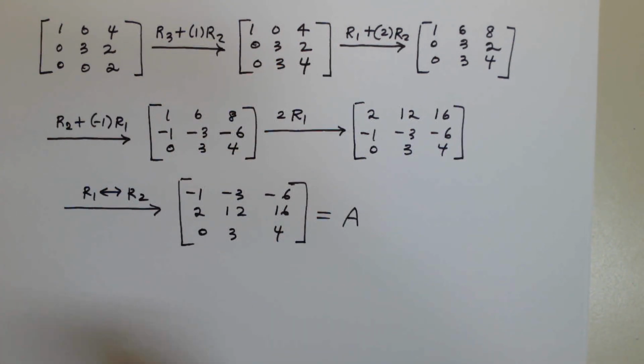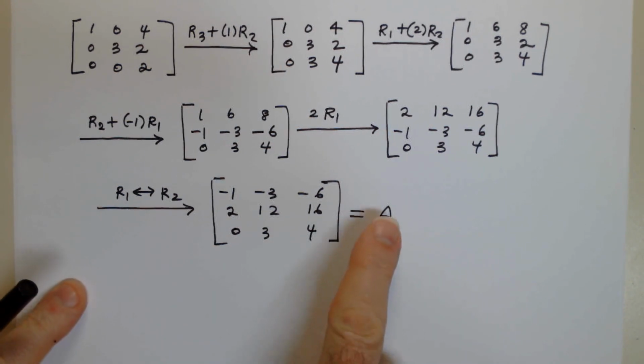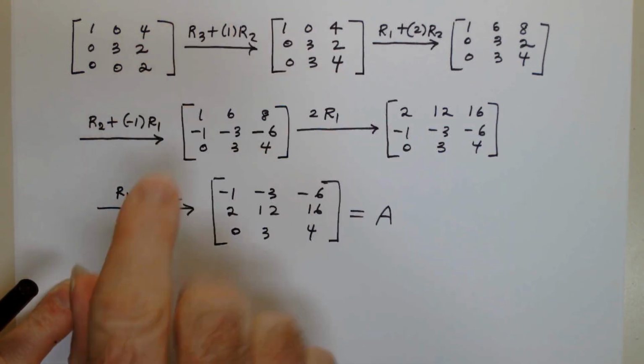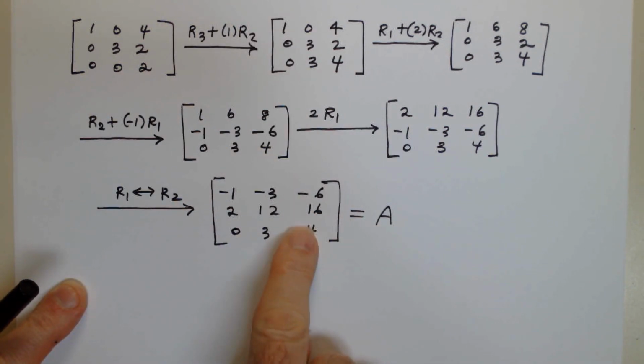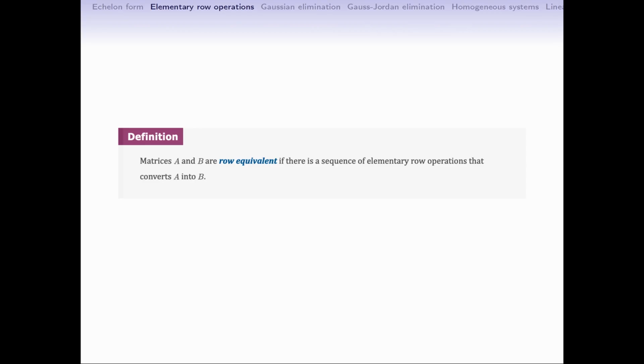So this is really just an exercise to show us what? That the elementary row operations are reversible, and that I can take this matrix B, and by reversing all the steps and reversing the order, I can restore the matrix A that I started at, okay? All right, so let's head back to the class notes. Now this following terminology is very helpful. Matrices A and B are row equivalent if there is a sequence of elementary row operations that converts A into B.